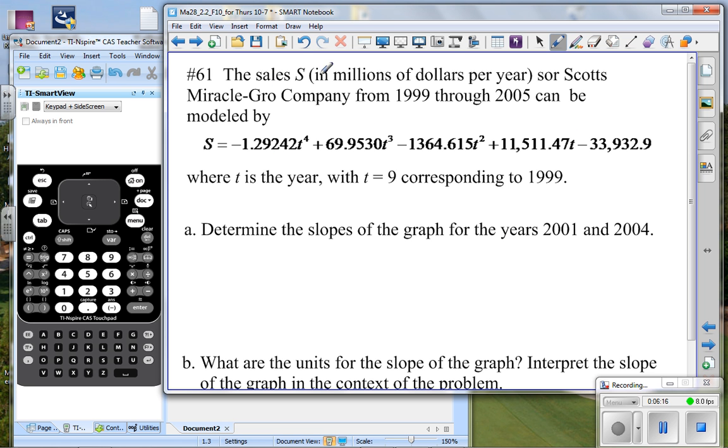The sales, S, in millions of dollars for, and I apologize, that's a typo there, so this should be for Scott's Miracle-Gro Company from 1999 through 2005 can be modeled by, and so this is our function in terms of t, where t is the year, t equal 9 corresponding to 1999.